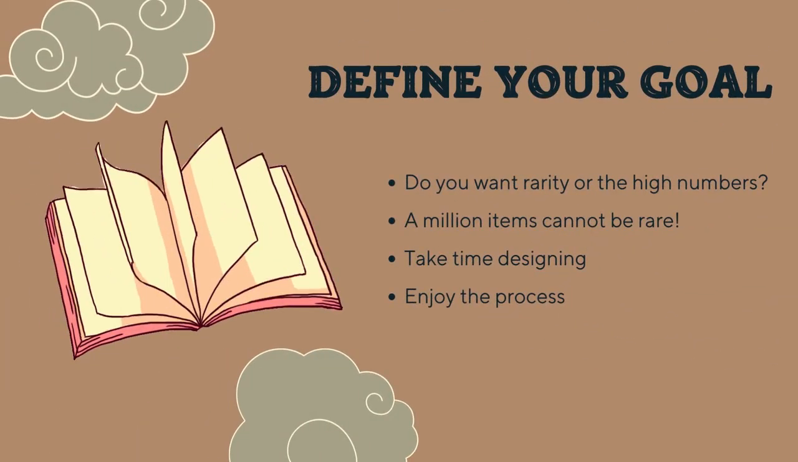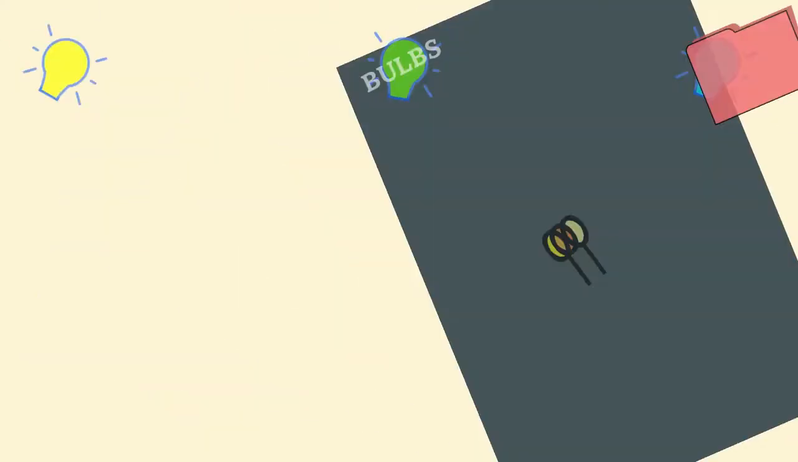Before starting, you need to define your goals. Do you want a high number or do you want rarity? If you want to create a rare item, then having high numbers will be a problem because a million items cannot be rare. So take time designing, explore what you really want, and if you can make a really good digital art, then make a good art, and you can separate out the layers later and follow this course on the programming and the layer separation aspect. And definitely the most important, do enjoy the process.